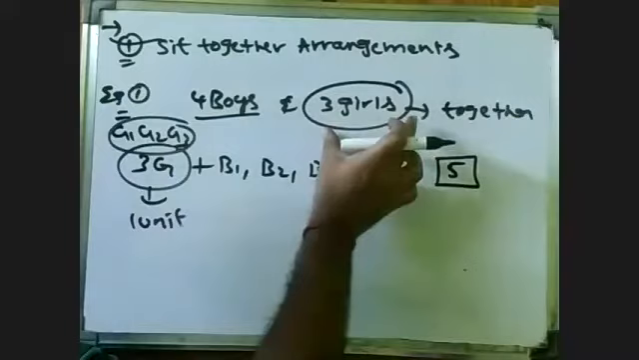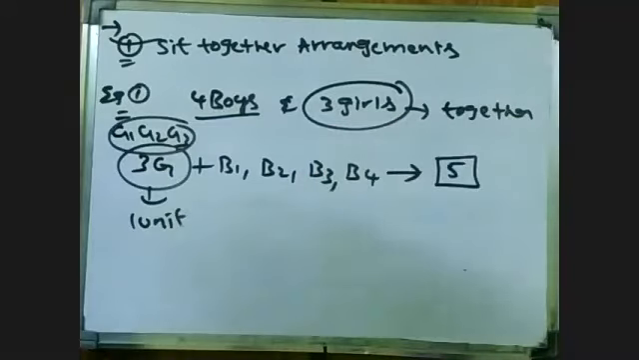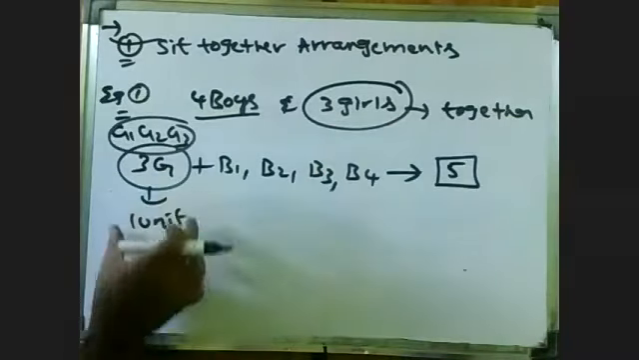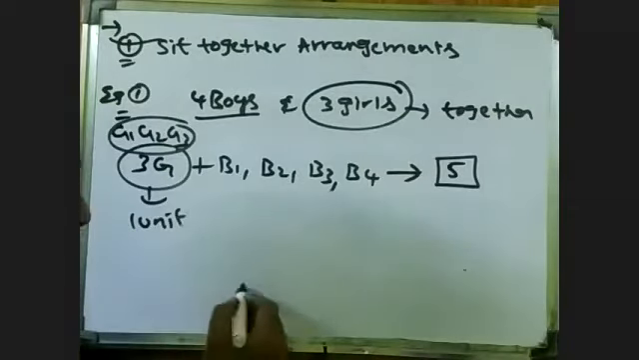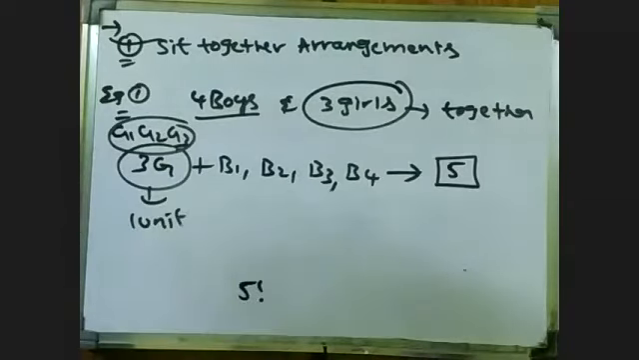Now, I want these 3 Gauss to come together. You consider these 3 Gauss as 1 unit. And now, a total of 5 objects are there. They can be arranged in 5 factorial ways.